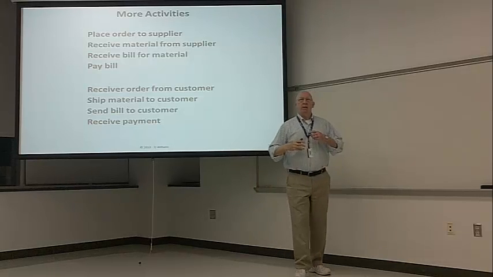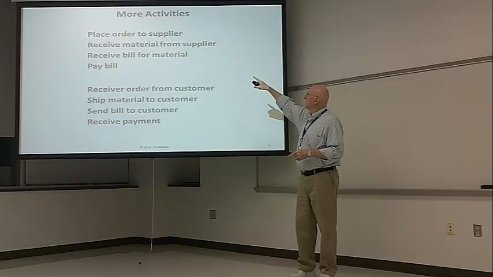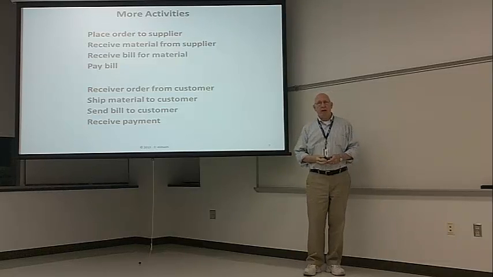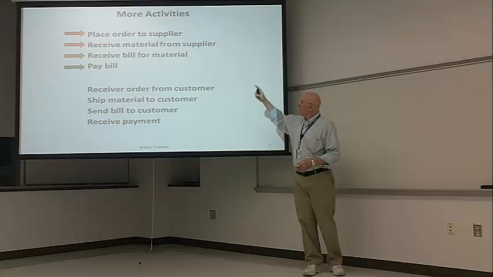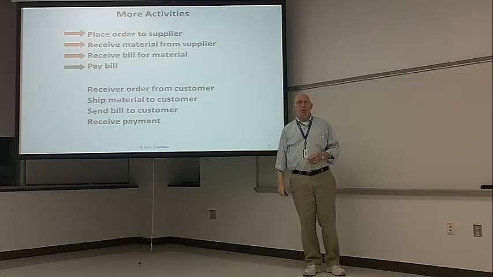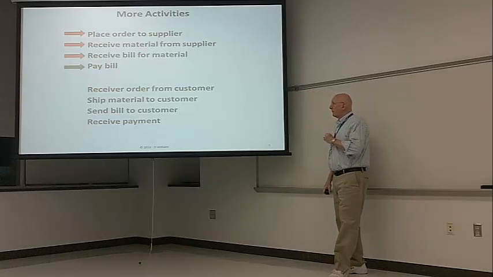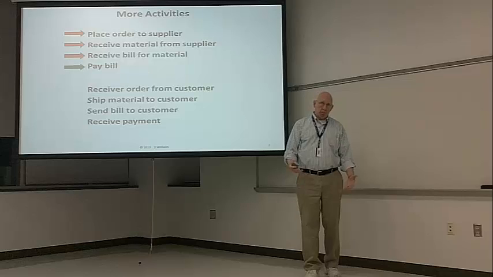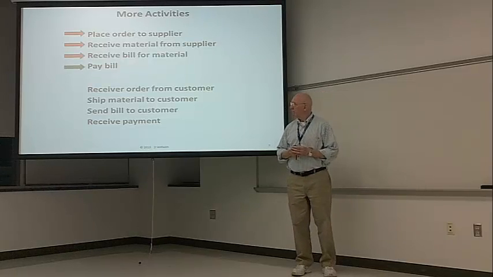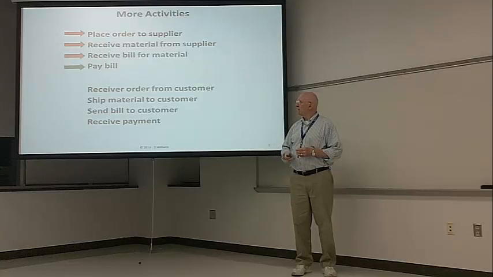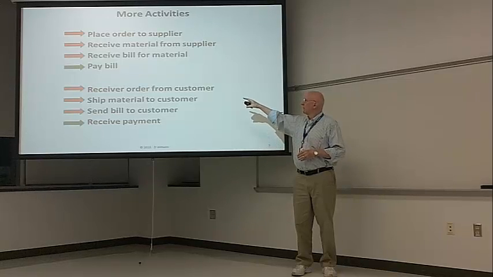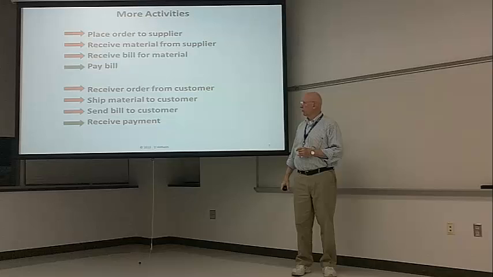Getting supplies and delivering orders: we can place an order to our supplier, we receive the material, we receive the bill, and finally we pay the bill. And those first three things do not affect cash flow. Paying the bill does. Similarly, from our customers, we may receive an order, we'll ship the material, we'll send them a bill, and eventually we will receive payment. And just like our supplier side, on our customer side, the first three do not affect cash, the last one does.